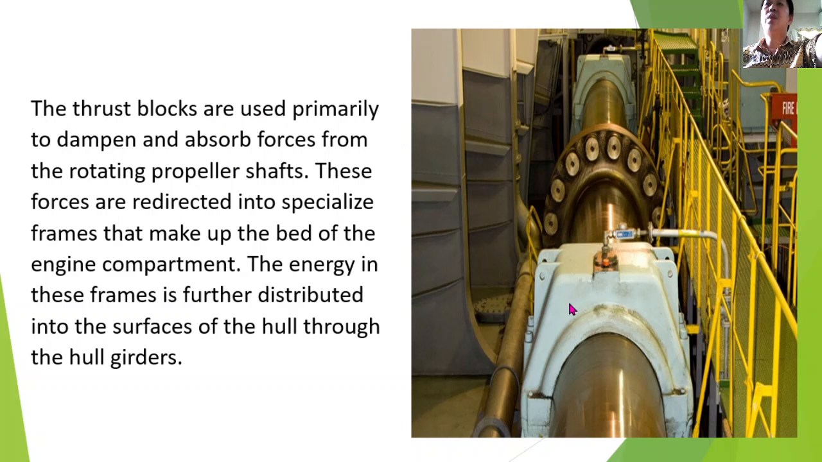So this is the thrust block, primarily to dampen and absorb forces from the rotating propeller shafts. So these forces are redirected into specialized frames that make up the bed of the engine compartment. So the energy in these frames is further distributed into the surface of the hull, to the hull girder. So this one is the thrust block.